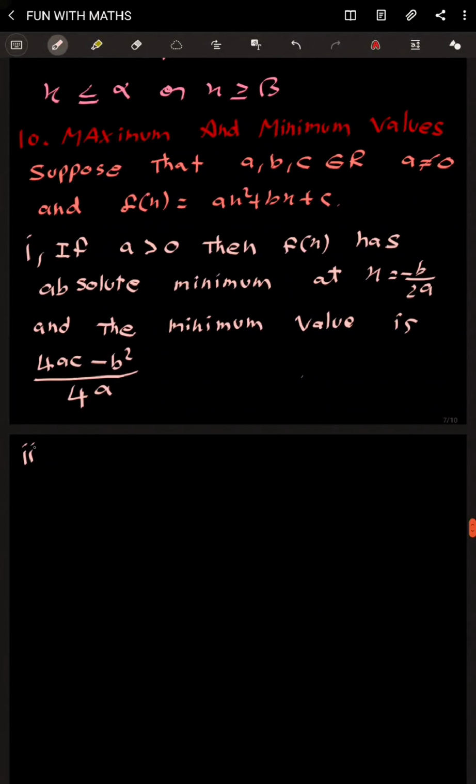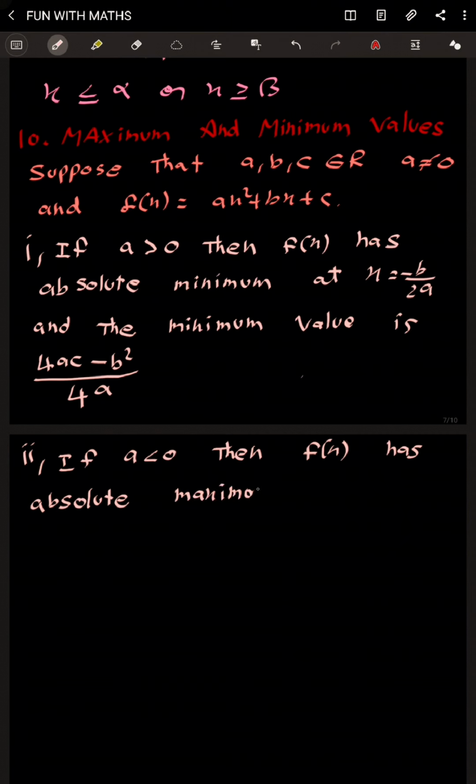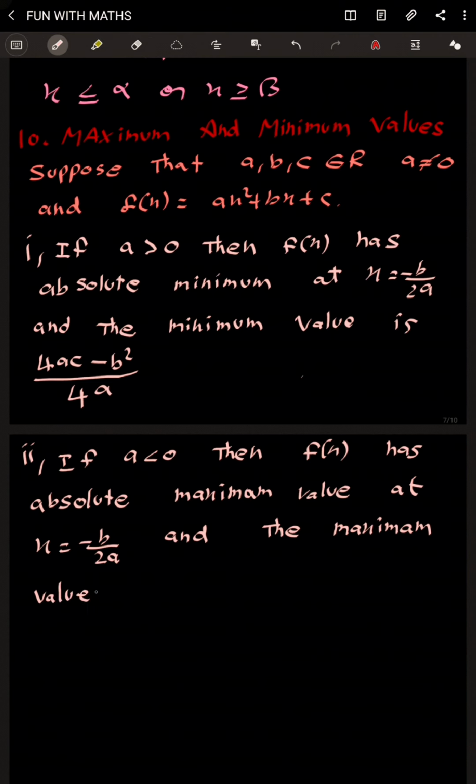So in second case, if a is less than 0, then f of x has absolute maximum value at x equal to minus b by 2a and the maximum value is 4ac minus b square by 4a.